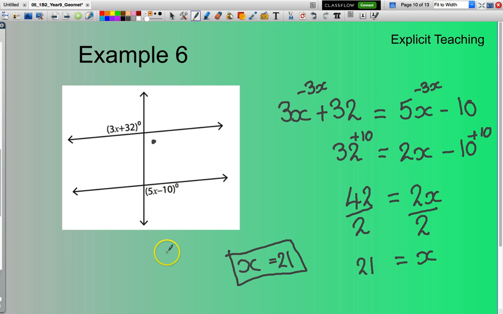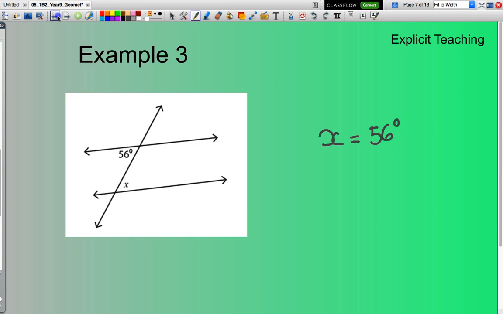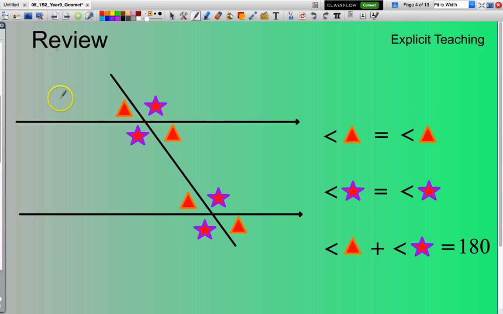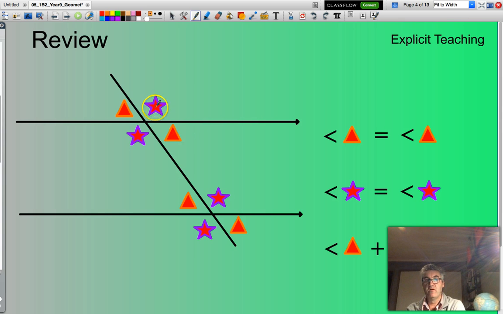So there you go. So you'll notice pretty much all these examples have been solved just by extending this particular diagram, just looking to see whether the angles are the same or the angles add up to 180 degrees.